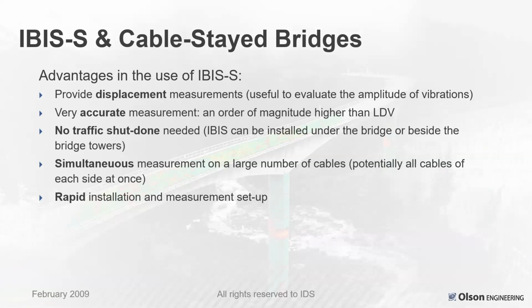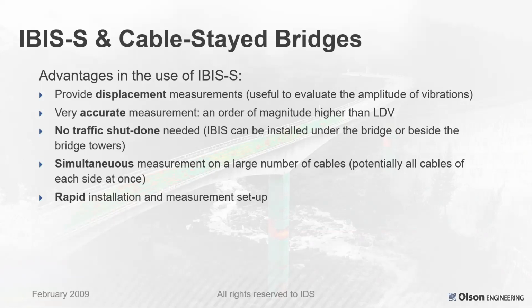The advantages of the IBIS-S: we get to measure the displacements directly. It's a very accurate measurement, as you've seen from the bridges. Most of the time, you don't need any type of traffic control or shutdown. You can usually monitor from the side of the bridge, maybe the bridge pier or a sidewalk. Most of the time, you can find some spot where you can set up the system to have a good view of the cables and monitor those without the need for traffic control.